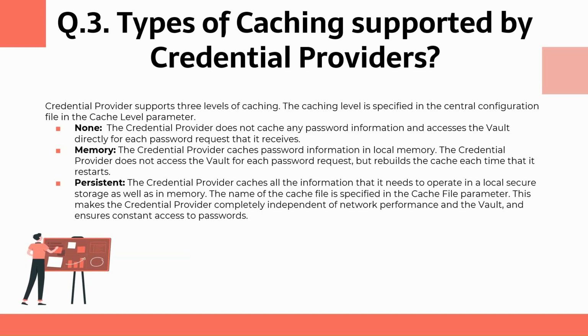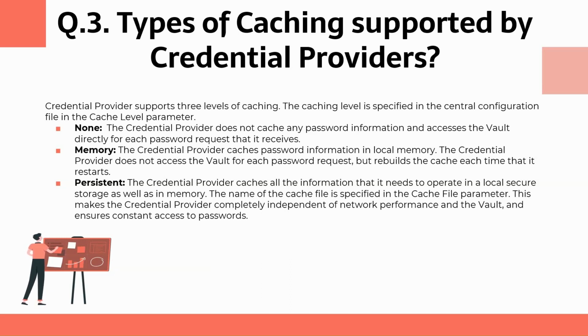Second is memory. In memory mode, it stores the password in the local memory, and every time it will not go to the vault to get that password. If that password is not expired, or CPM is not changing the password, it will just retrieve that password and provide it to that application or any script you are working on.